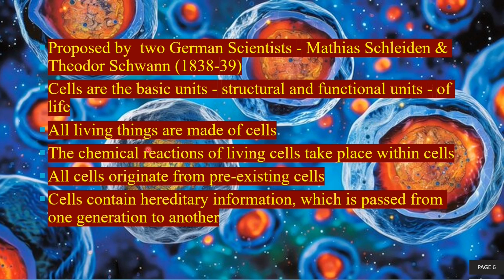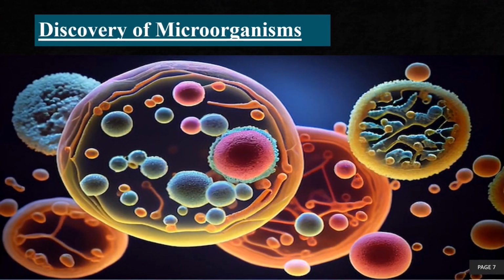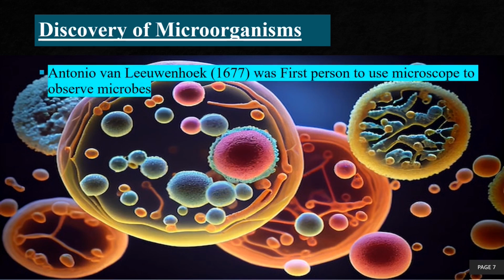They perform all the metabolic processes. Whatever the chemical reactions of living cells, this all takes place within the cells. For example, taking up nutrients, processing the nutrients to generate energy, and excreting waste. So all the cells originate from pre-existing cells. So they do reproduce. The cell contains hereditary information in the form of DNA, which is passed from one generation to another. At the same time, when cells were discovered, microorganisms were also discovered.